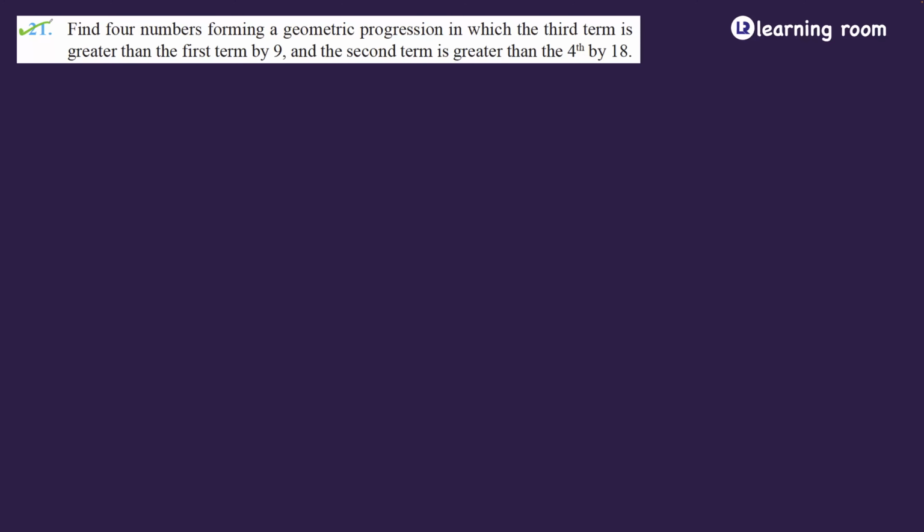So in the 21st problem, find four numbers forming geometric progression in which the third term is greater than the first term by 9 and the second term is greater than the fourth term by 18. So let the first term be A and the common ratio be R. So that the first term is A, the second term is going to be AR, third term is AR square, and the fourth term is AR cube. So what did they give? Third term is greater than the first term, meaning AR square minus A is equal to how much? Third term is greater than the first term by 9. AR square minus A is equal to 9.